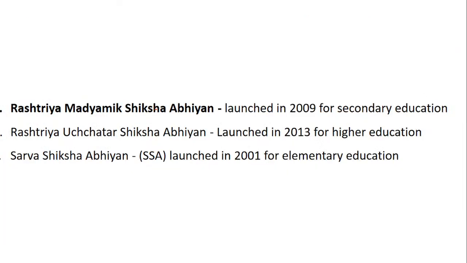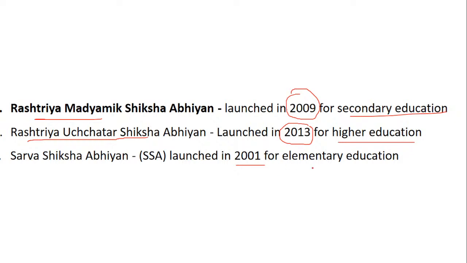So when we talk about RUSA, we had read the question on Rashtriya Uchchatar Shiksha Abhiyan, that is for higher education, which was started in the year 2013. Now please make a note of this. It is important for match the following also. Rashtriya Madhyamik Shiksha Abhiyan was started for secondary education in the year 2009. And Sarva Shiksha Abhiyan was launched in 2001 for elementary education.